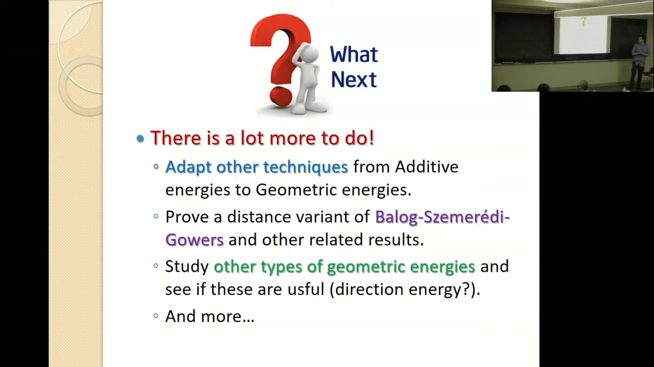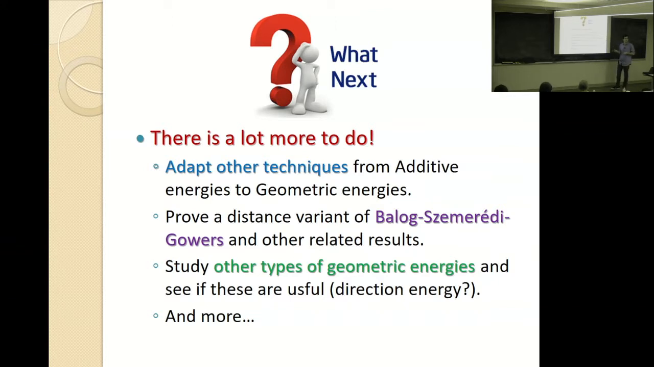I think there's a lot to do here. It's really uncharted territory. You can adapt other techniques from additive energies to geometric energies. I mean, so far we did just a few and we got a lot of new results. Who knows what happens when you try more techniques? It would be amazing to have variants of results such as Balog-Szemerédi-Gowers for distance energy. That would be a very big result in discrete geometry.